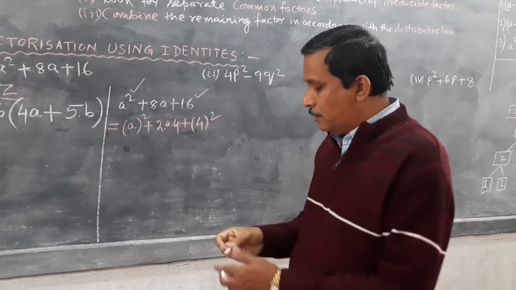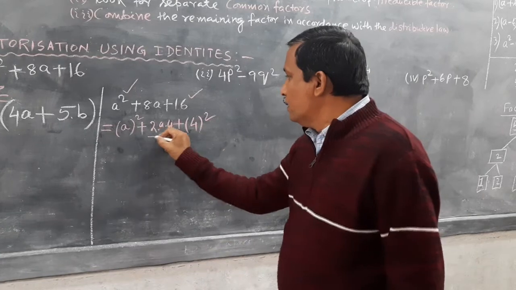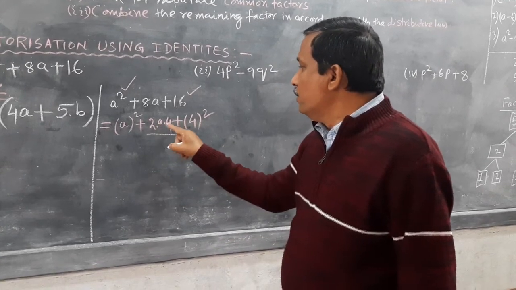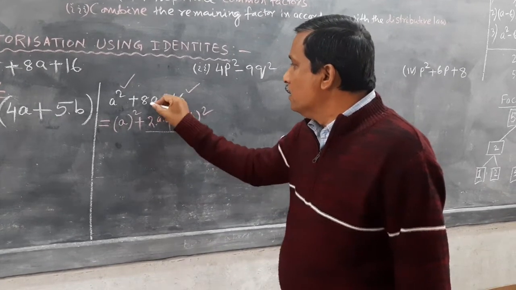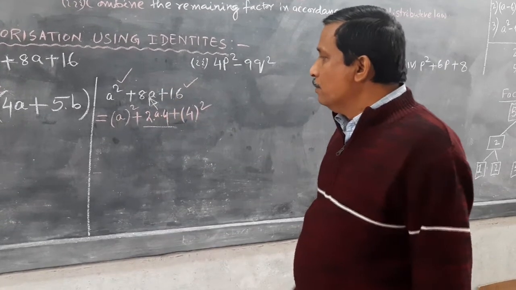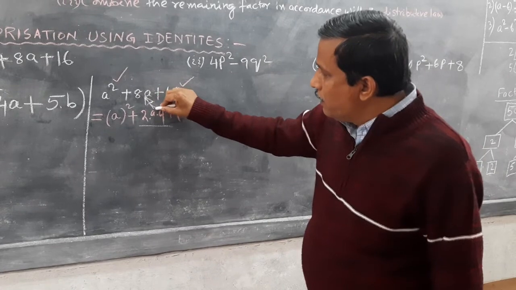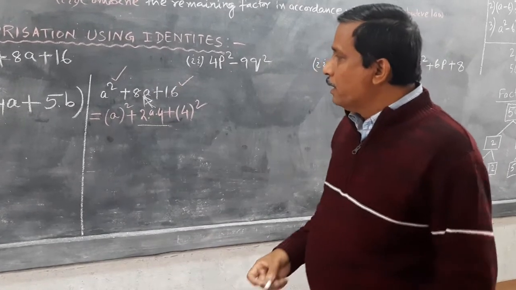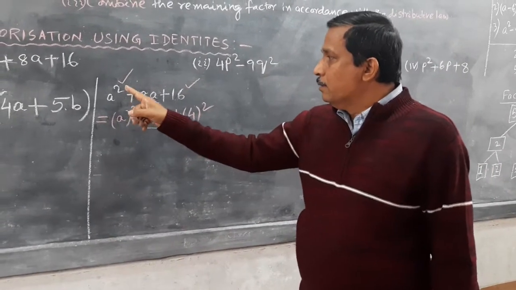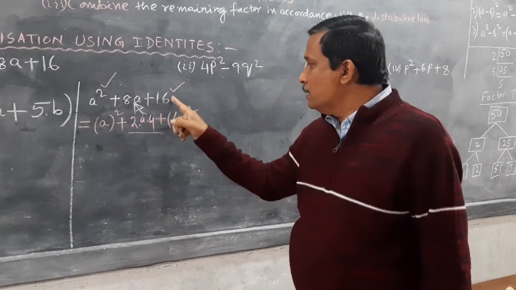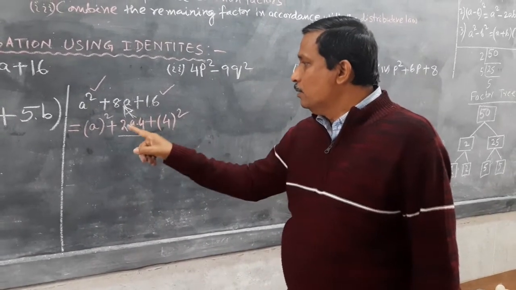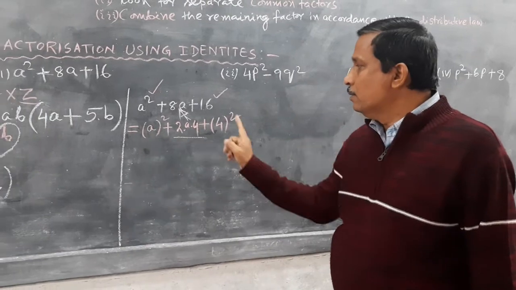Again you check here: 2 into a into 4, that is 2 4s are 8, 8a. So now it is coming or not? Whatever you have done here is correct, because you have to check whether the middle term is coming or not. Again I am telling you, take whose square the first term is and whose square the last term is. Again 2 into first term into last term.